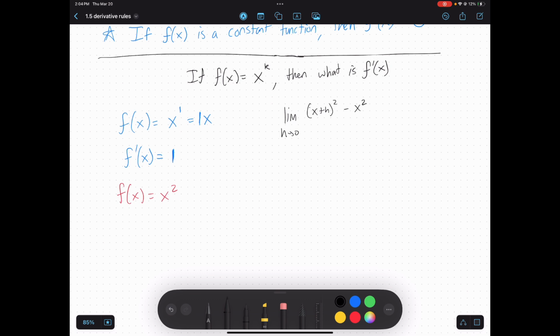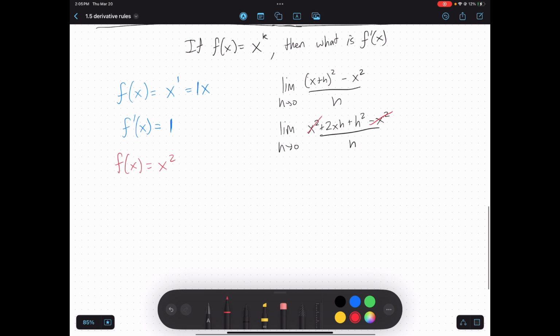I'm going to do (x plus h) squared minus x squared, all over h. I'll go ahead and expand (x plus h) squared to get x squared plus 2xh plus h squared, minus x squared. And notice I have an x squared minus an x squared, so those terms will just equal 0. Both of the terms that I'm left with have an h in it.